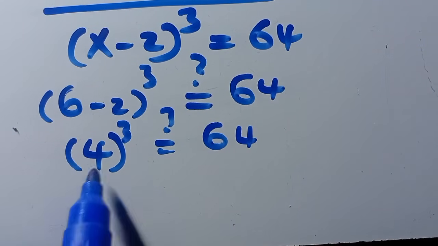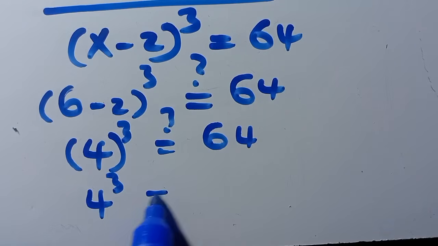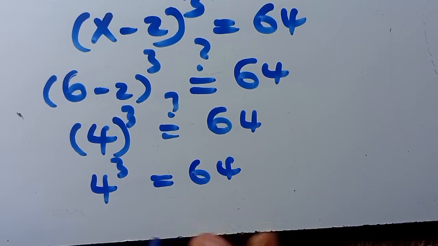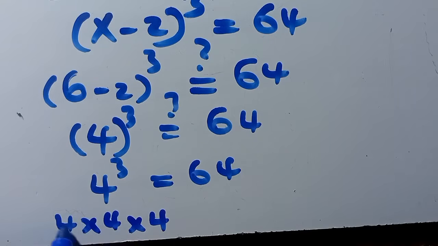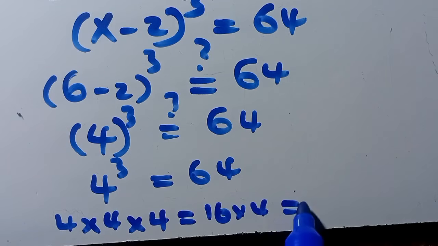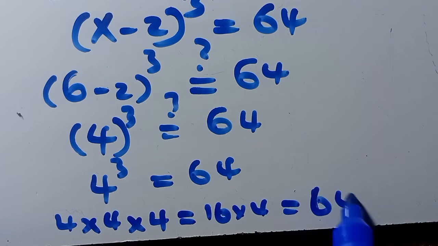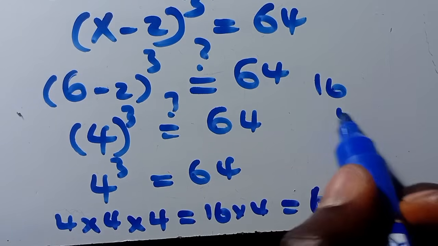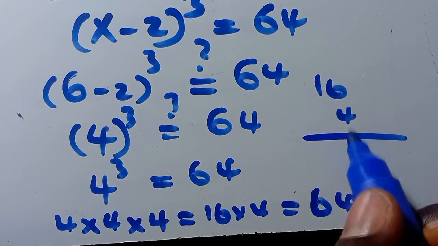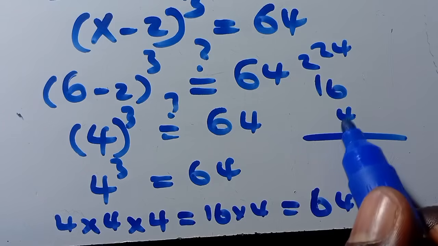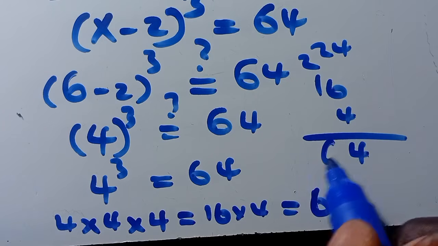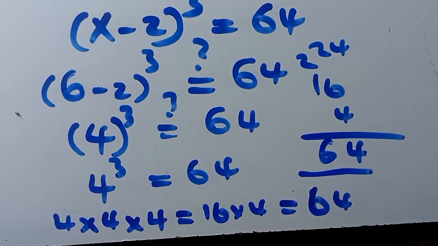Obviously from here 4^3 equals 64, because this is 4 times 4 times 4, that's what it means. 4 times 4 is 16. 16 times 4 is 64. Let's do 16 times 4: 6 times 4 is 24, we take 4, we leave 2 here. 1 times 4 is 4, plus 2 will give us 6, making it 64.